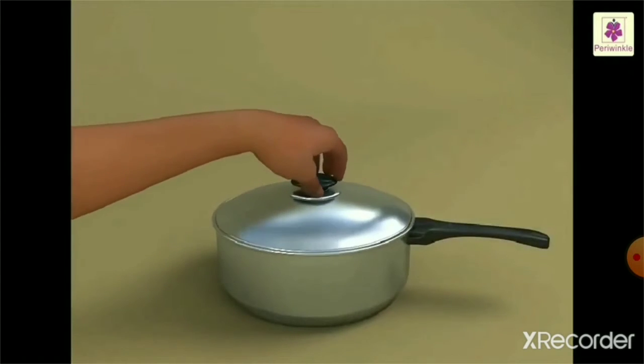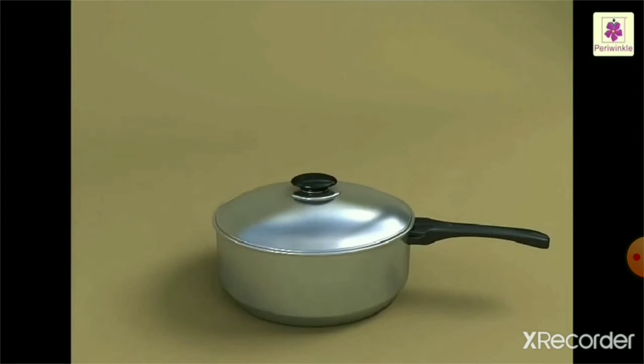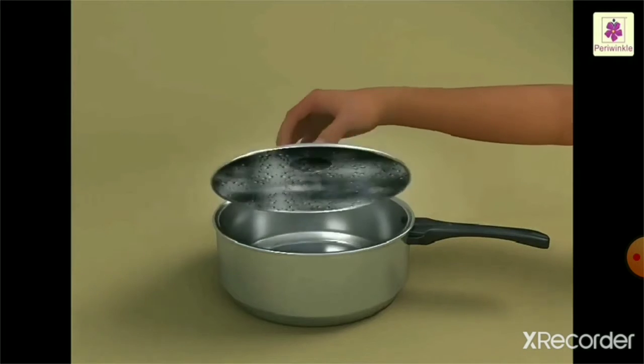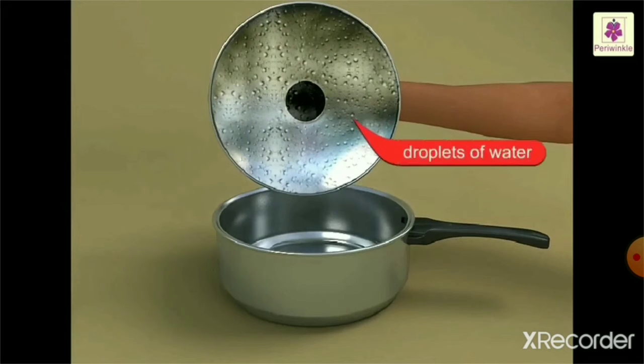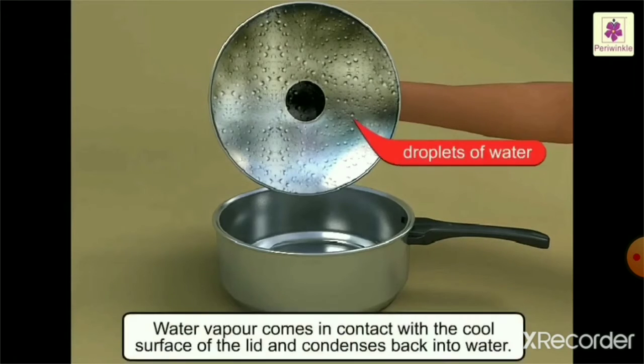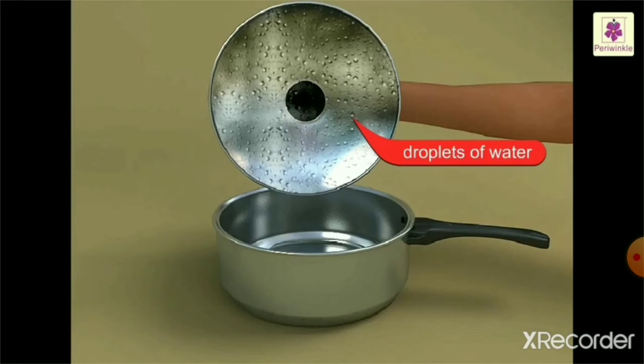Now remove the saucepan from the fire and cover it with a lid. After a few minutes, lift the lid and carefully look at the underside of the lid. You will find droplets of water. Water vapor comes in contact with the cool surface of the lid and condenses back into water. This process is called condensation.